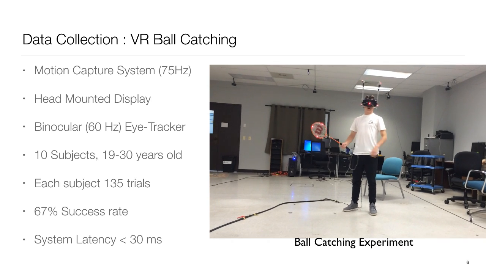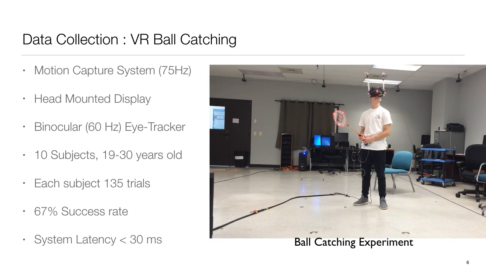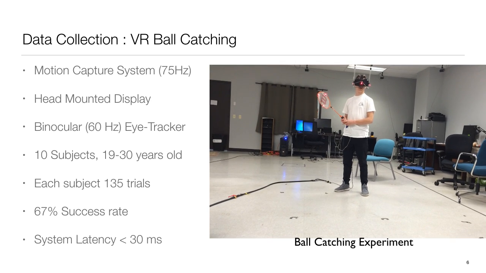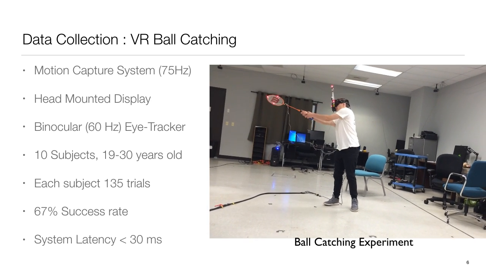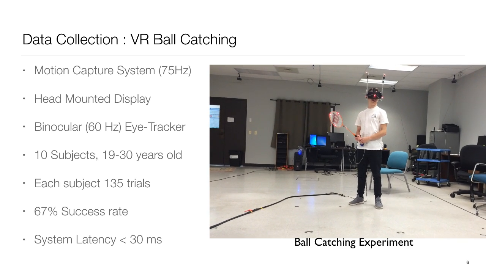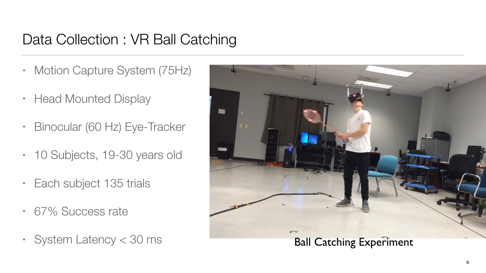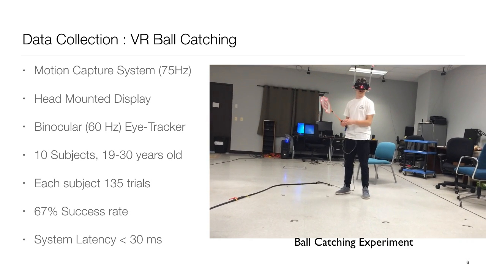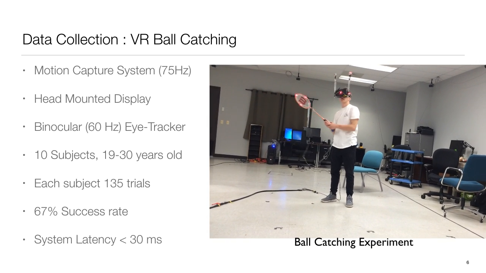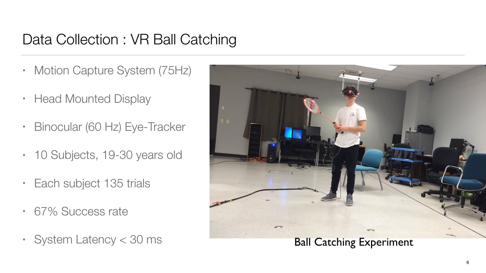Therefore, we invited 10 subjects and each of them performed 135 VR ball catching trials, while their head and hand movements were being tracked with a 75 Hz motion capture system, as you can see in this video, and also their gaze movements were tracked using a 60 Hz binocular eye tracker. Our system latency was measured to be below 30 milliseconds. The success rate of our subjects was 67% on average, which means this was not an easy task to be performed.